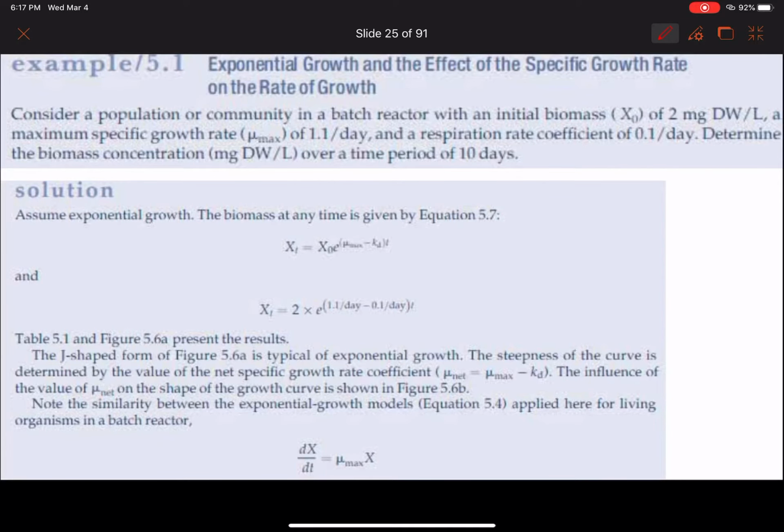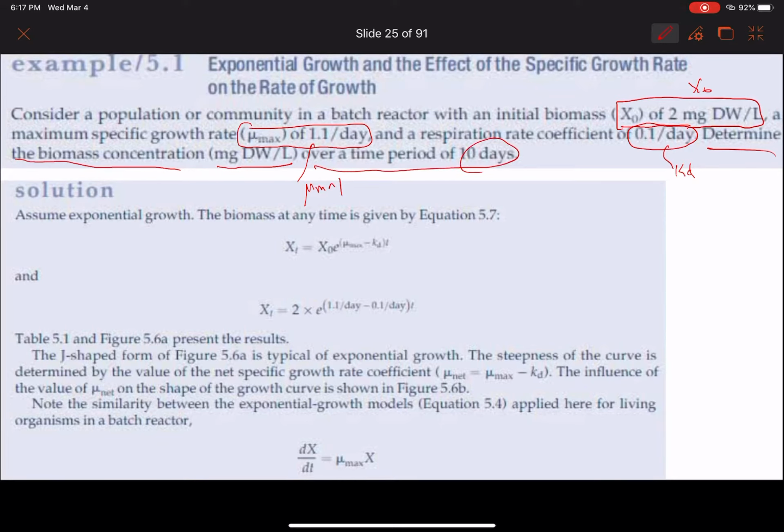Let's look at this example and then we will see the answers. Consider the population or community in a batch reactor with an initial biomass concentration X naught of 2 milligram dry weight per liter. The maximum specific growth rate is given. Mu max is 1.1 per day. And the respiration rate coefficient is 0.1. This is Kd, this is mu max, and this is the initial biomass concentration. Determine the biomass concentration in milligram dry weight per liter over a time period of 10 days.